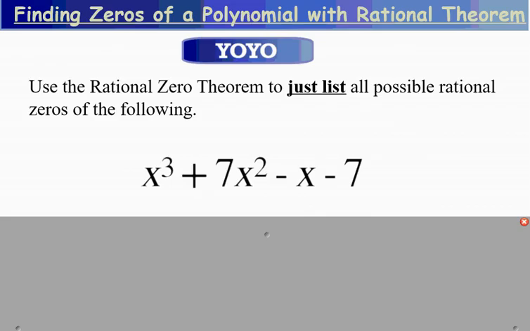I'm going to give you a chance to try. So pull out your whiteboard. I'd like you just to list all of the possible rational zeros, just like the first example we did with the rational zero theorem. So pause the video now for maybe a minute and a half, unpause it after a minute and a half, and everyone's had a chance to try.